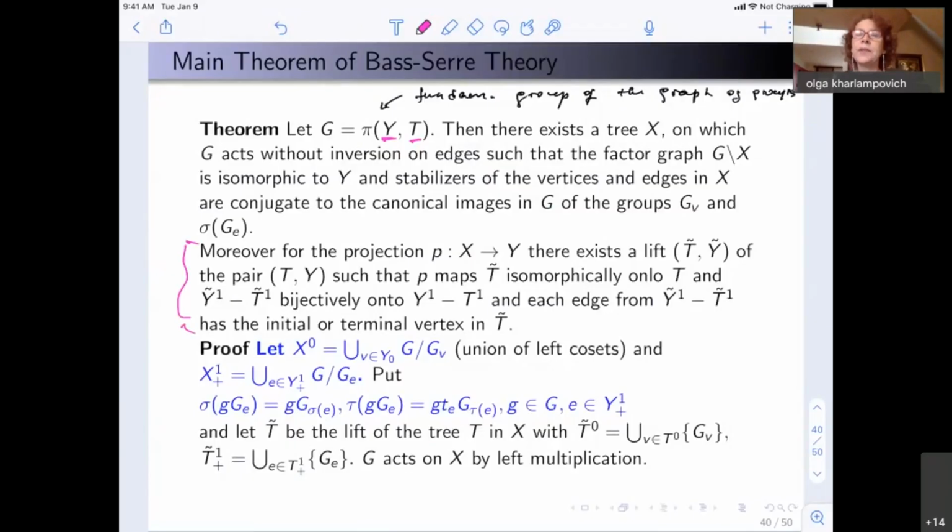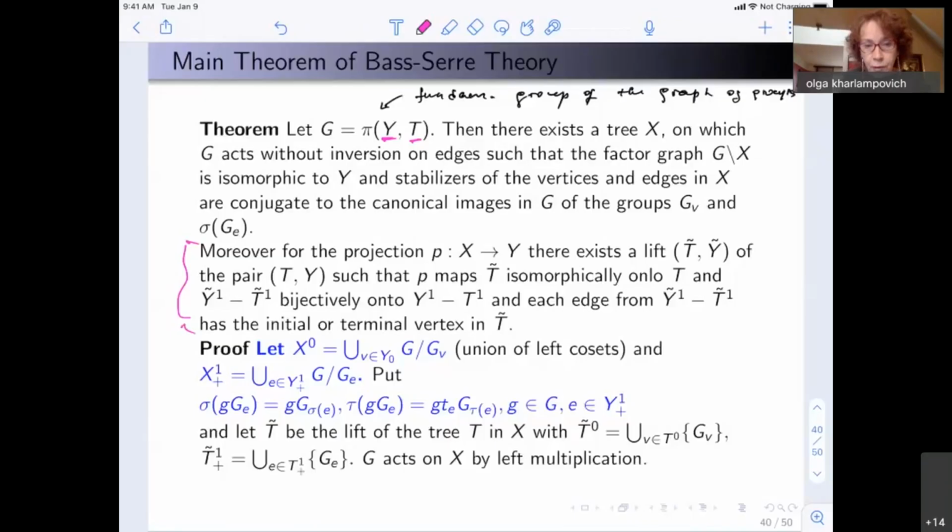One can even say more, but maybe I won't say this for now. So basically, if you have a fundamental group of a graph of groups, we can construct a tree on which this group acts, and then stabilizers of vertices are going to be conjugates of the vertex groups in this fundamental group of a graph of groups. Stabilizers of edges are going to be conjugates of edge groups. And the construction of the tree is like this. Vertices, like points of this complex, are the union of left cosets of vertex groups, and edges are the union of left cosets of edge groups.